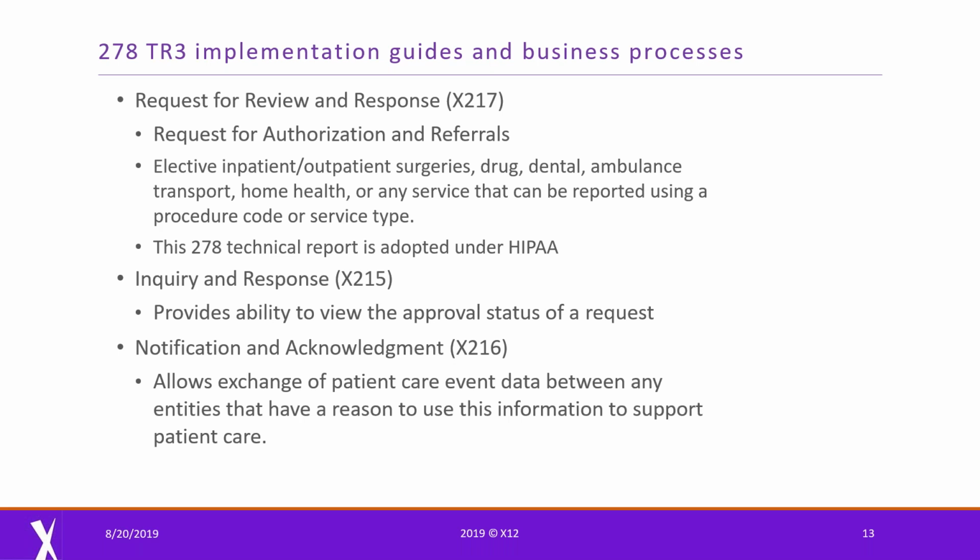And then the third TR3 implementation guide supports the notification and acknowledgement, which is the X216. And there's such a wide variety of uses for the X216 because it's nothing more than a transfer of event history or event data from one entity to the other. And there are no restrictions on who can send a notification and who can receive it. So it's really whatever type of business process or workflow you're trying to support. It's however creative you want to be in using it.